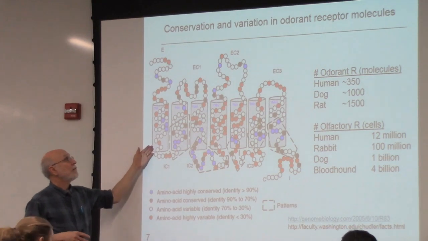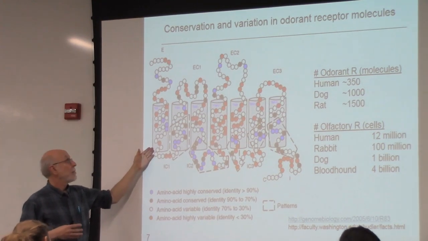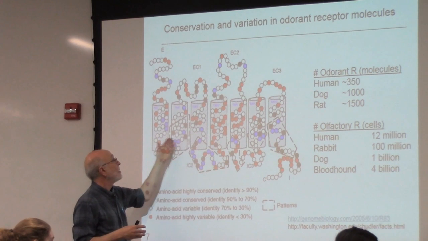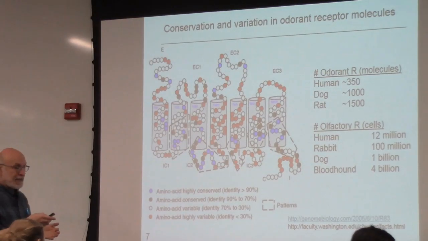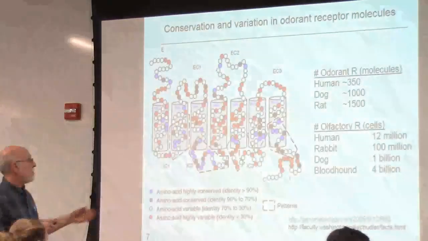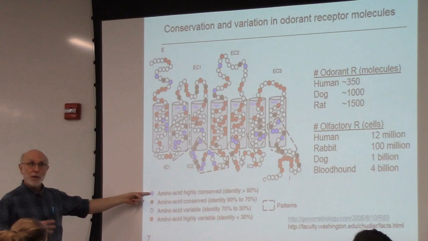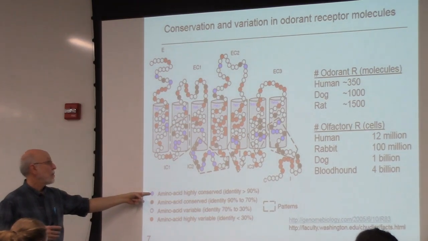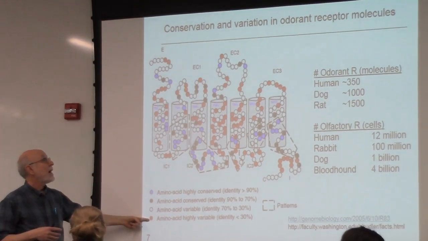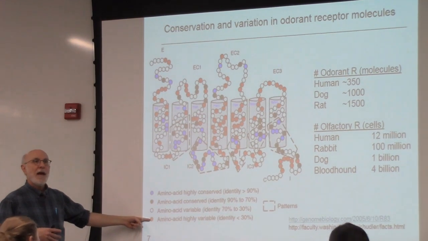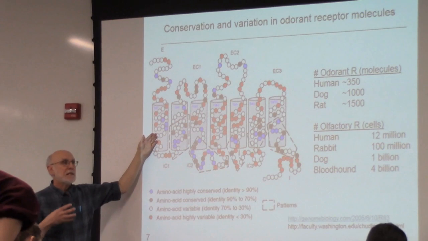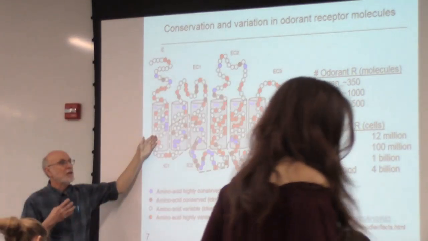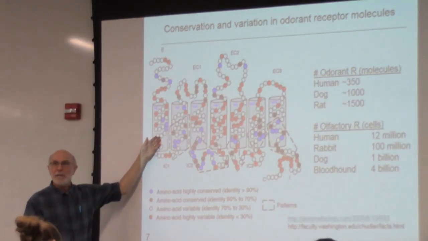So we have 350 different odorant receptors. They're GPCRs, so they have 1, 2, 3, 4, 5, 6, 7 different transmembrane domains. They're all almost exactly the same, but there are some, so the blue residues here, the blue amino acids, are highly conserved. The red amino acids are highly variable. And it's the variable amino acids that give each odorant receptor its special characteristics of interacting with a specific odorant.